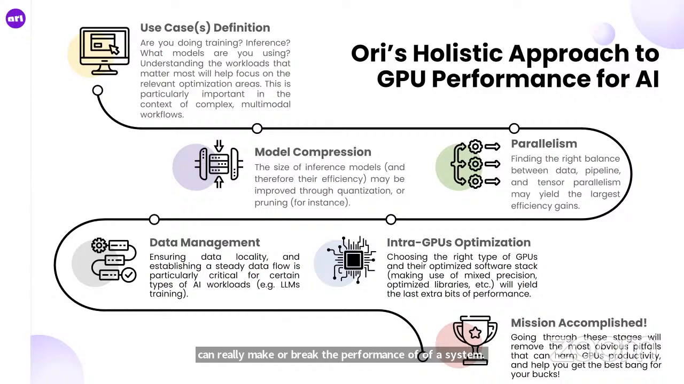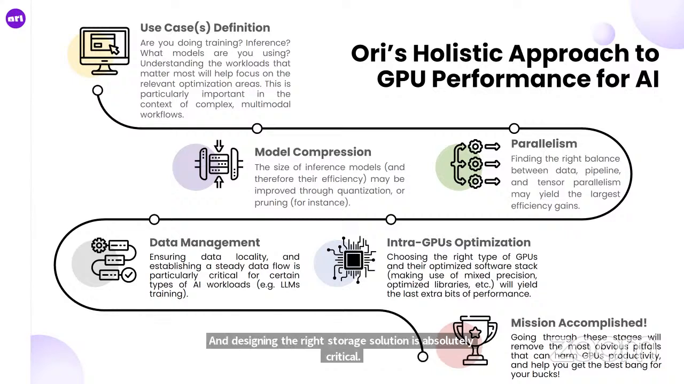Once we've figured out that we've compressed the models, we've defined a level of parallelism that will be adequate, it's all about feeding the GPUs and making sure that the data management is successful, making sure that the data is local to the supercomputer, local to the GPUs. Making sure that the data can flow seamlessly from whatever storage to the GPUs is very important. And designing the right storage solution is absolutely critical in order to do that successfully.